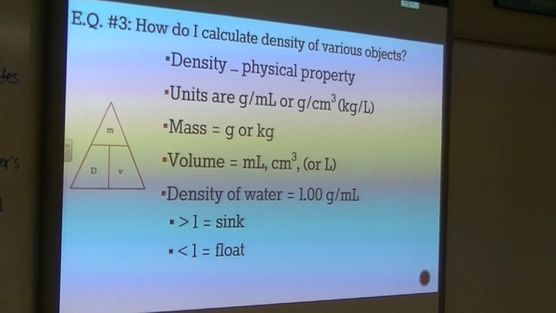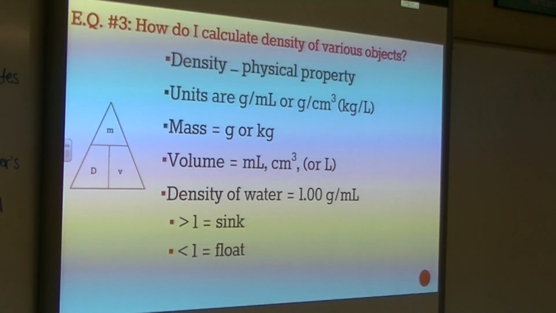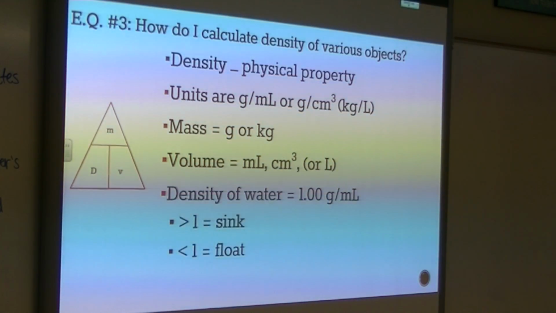Kilogram per liter is the same as gram per milliliter, so you don't have to make any conversions on Monday. I didn't want you to be confused about that. So that's why I have kilograms and liters up there. I know it's something we haven't talked about yet, but we will see it on Monday. The density of water is 1 gram per milliliter. If the density of a substance is greater than 1, it will sink in water. And if the density of a substance is less than 1, it will float in water.